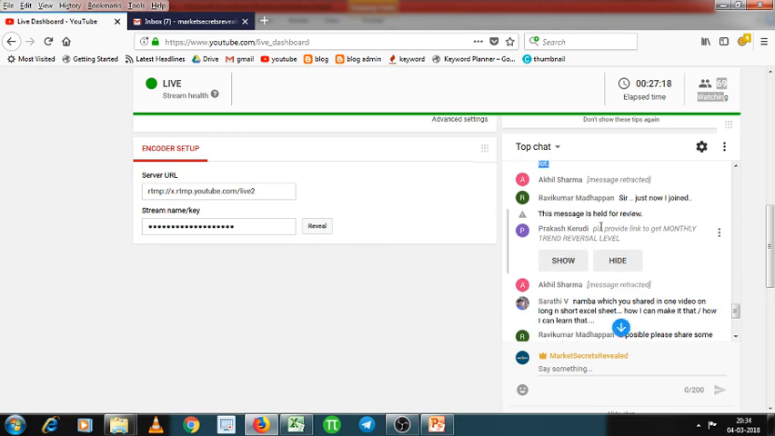This particular monthly trend reversal levels has already been provided in the channel, so you can very well download it from our Telegram channel, Prakash.